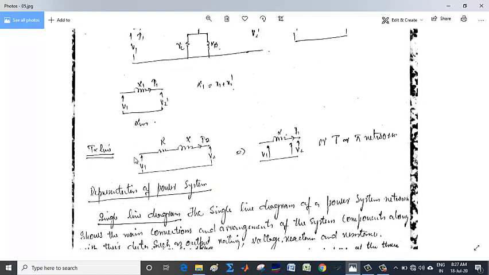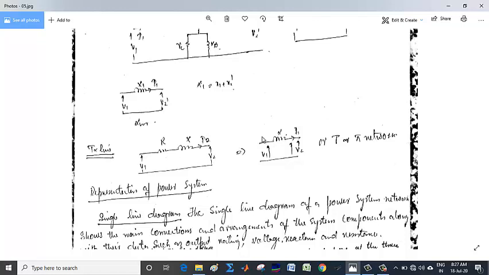A short transmission line is represented by a series combination of resistance and reactance. And again, this separates the two voltage levels, V1 and V2, the sending end voltage and receiving end voltage. If we neglect the resistance, we can get this. If we have some capacitance as well, we can use the pi network or T network.